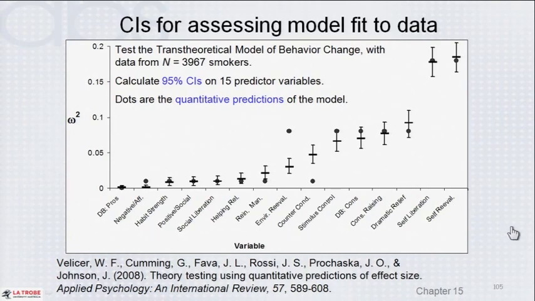And here's, I think, my last example of a use of confidence intervals. This is a beautiful piece of work by Wayne Velicer. They in Rhode Island work on enormous data sets, and they have developed the transtheoretical model of behaviour change. So a stage model of, for example, people giving up smoking. And they've got a dozen or however many it is, 15 predictors here.